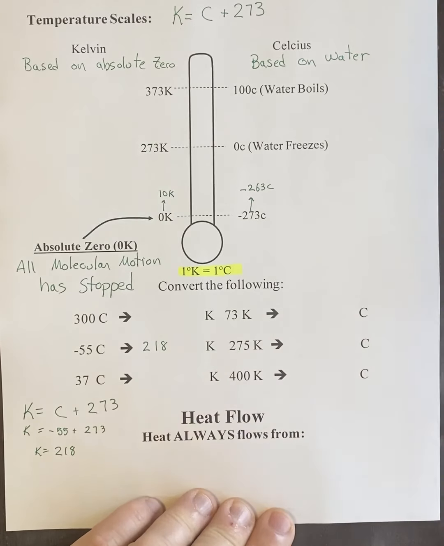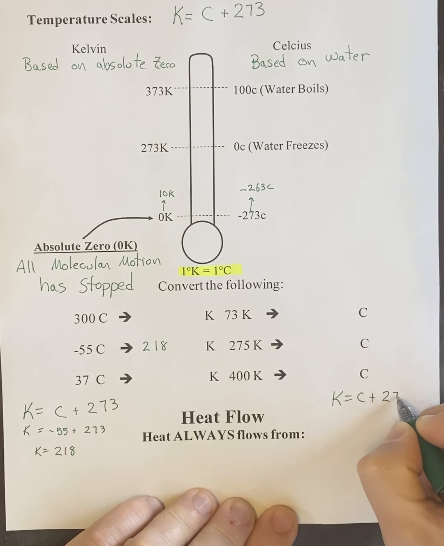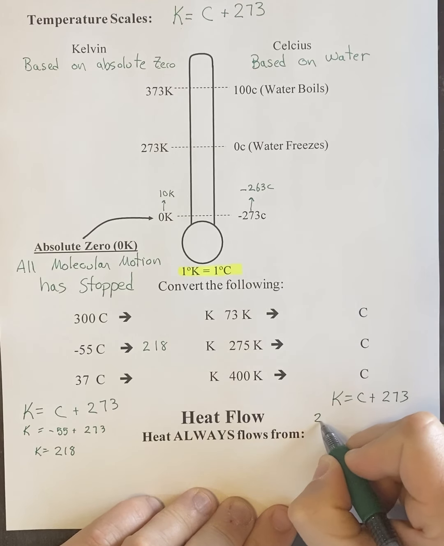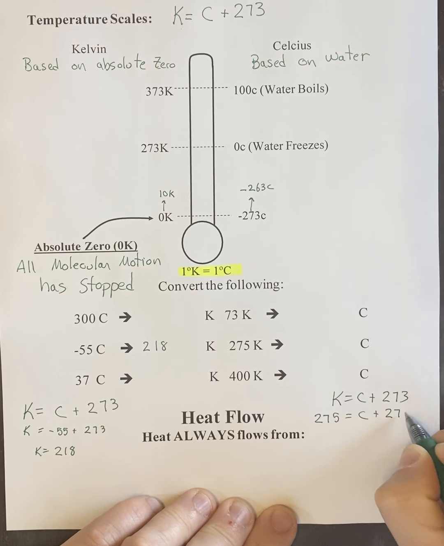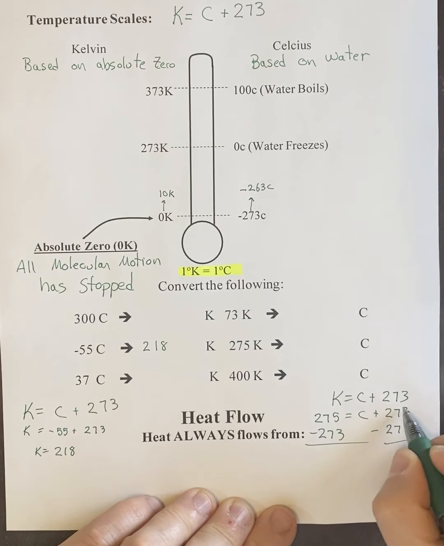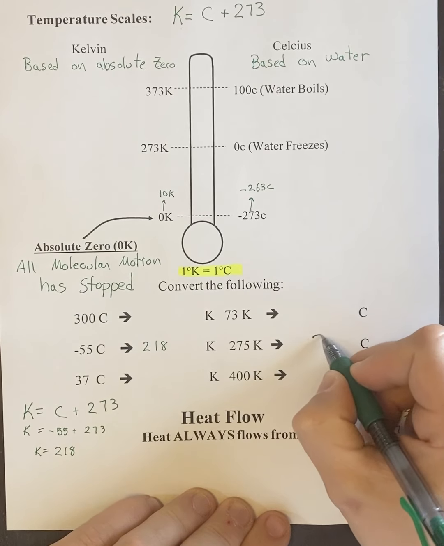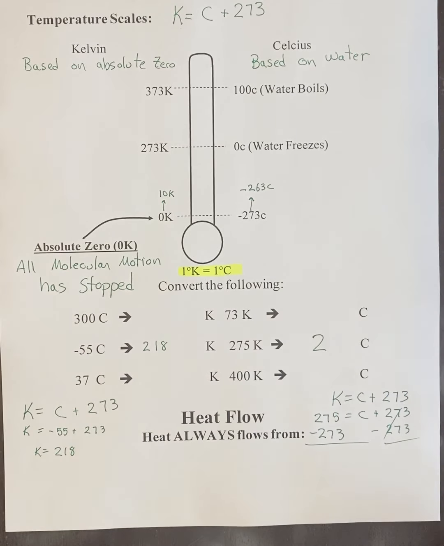And then let's do 275 K. Now I take my 275, plug it in for the Kelvin, solve for C by subtracting from both sides, and I'll end up with 2 C. So 275 K is 2 C. They're the same temperature. So that's how to do these problems. Remember to write them out and solve them. As you get better at this, I'm still going to want you to write these out.